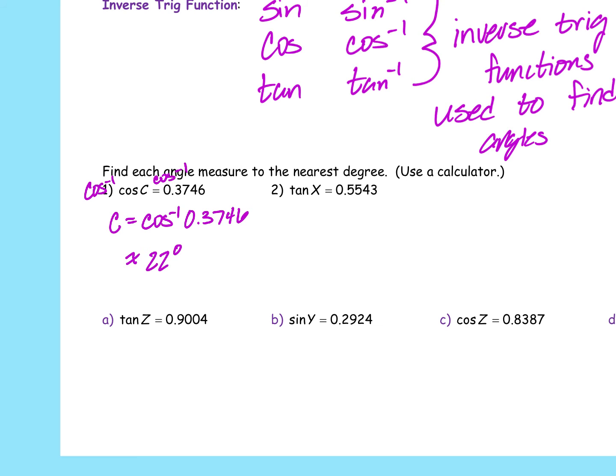Tangent of x, I just really want x, so I'm going to do tan inverse. So x is going to equal tan inverse of 0.5543. So that means tan inverse of 0.5543 is going to equal 29 degrees. Make sure you use your degree sign because that is how I label this.